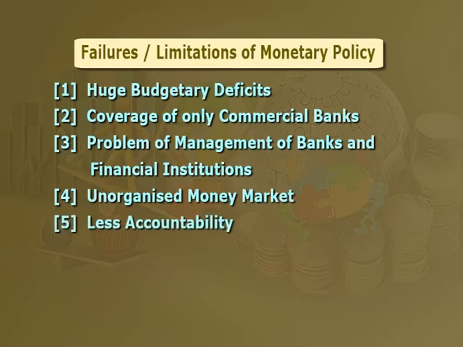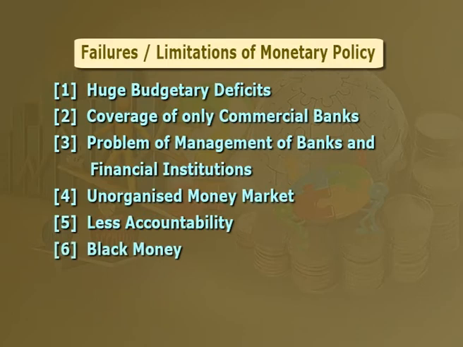Point number 5. Less accountability. At present time, the goals of monetary policy in India are not set out in specific terms and there is insufficient freedom in the use of instruments. In such a setting, accountability tends to be weak as there is lack of clarity in the responsibility of governments and RBI.